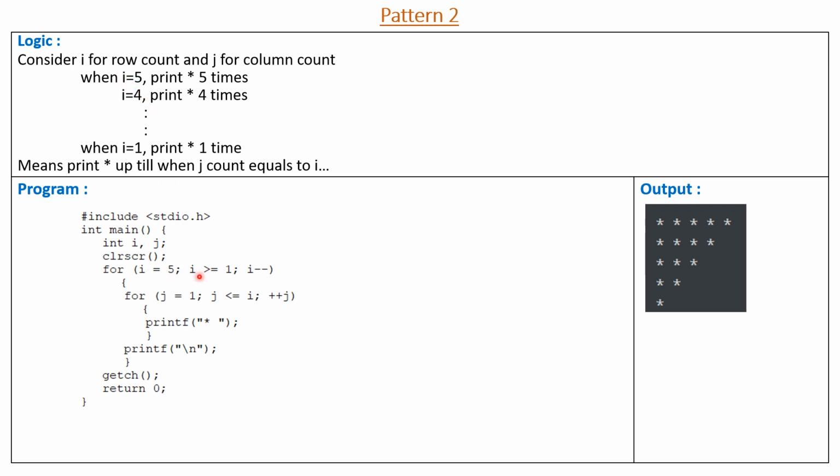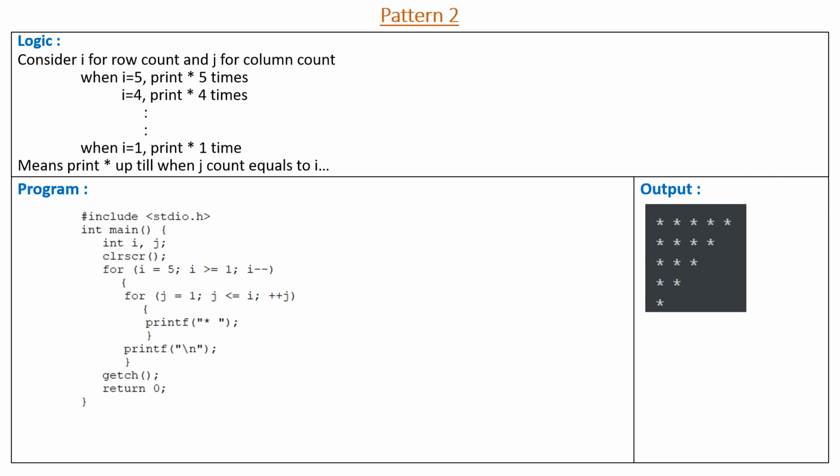So what I have done, I have simply changed the first for loop. I have started the first for loop from 5 up to when i is greater than or equal to 1, and I simply subtracted 1 for each iteration. When i equals 4 print star 4 times. Similarly when i equals 1 print star 1 time, means print star until j equals i, the same condition as present in the previous pattern. So I have written the same program, just changed this for loop, and we will get the output in this form.